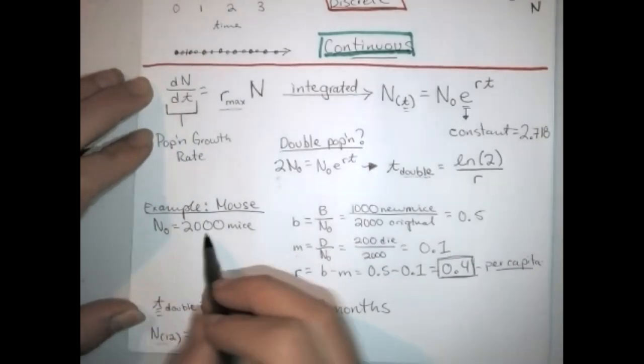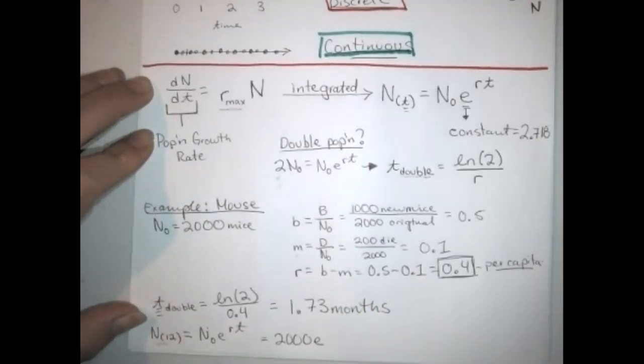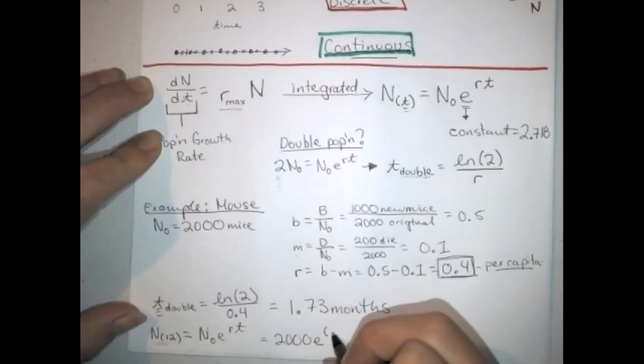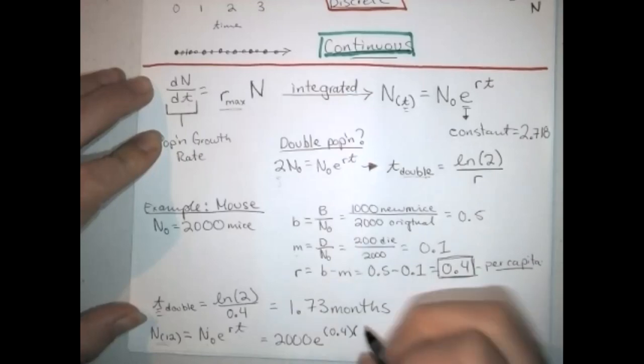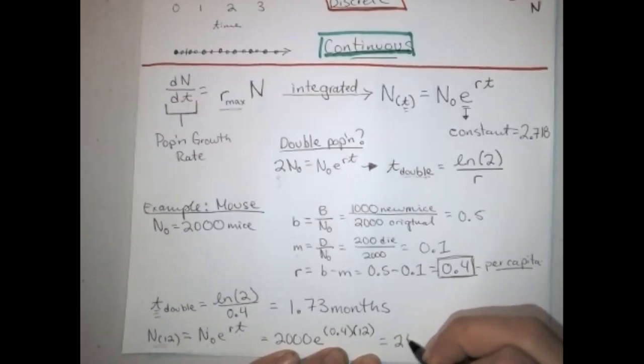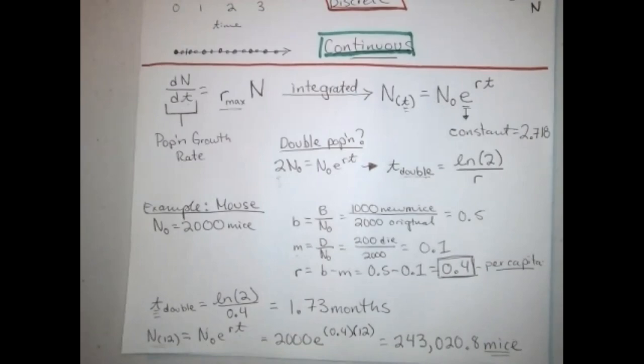Initial population is 2,000 mice times e to the 0.4 is the growth rate, per capita growth rate, that is, and time is the number of months, so 12 months. Okay, so once again, if you type this into the calculator, you will get a ridiculous number of mice, 243,020.8 mice. Now, of course, if we're talking about individuals, you want to round. Generally, use 0.5 as a cutoff. So this would be 243,021 mice.